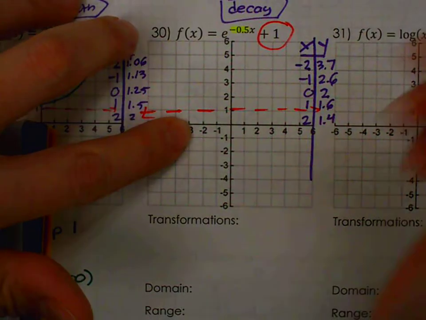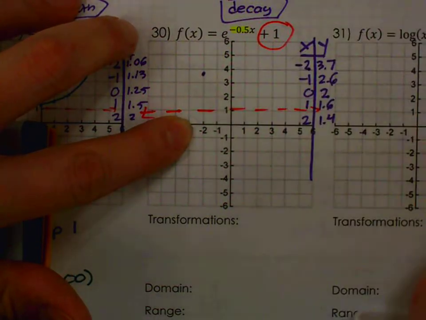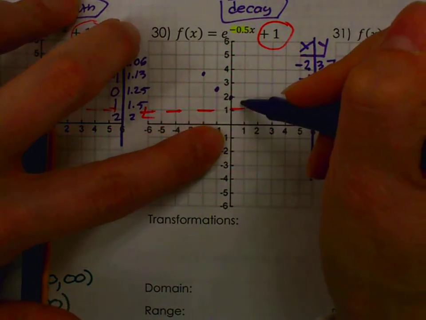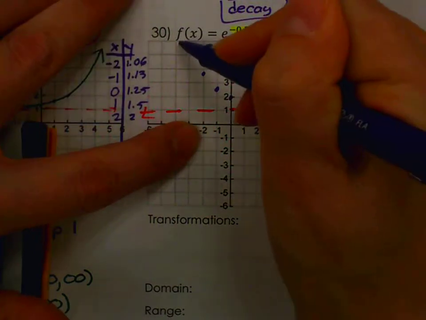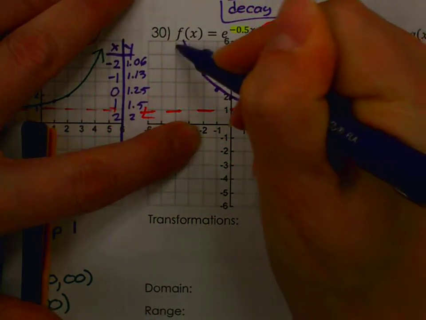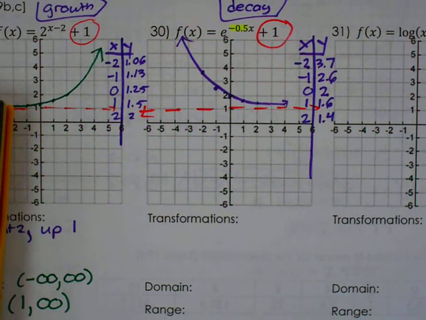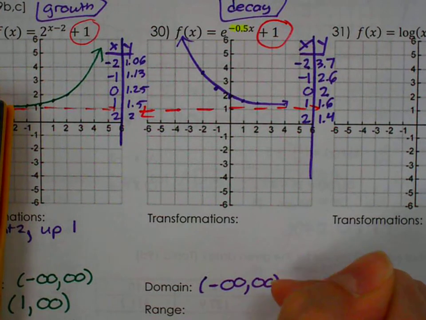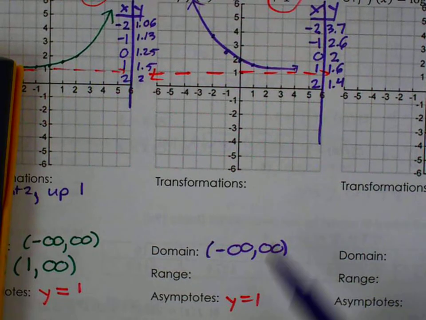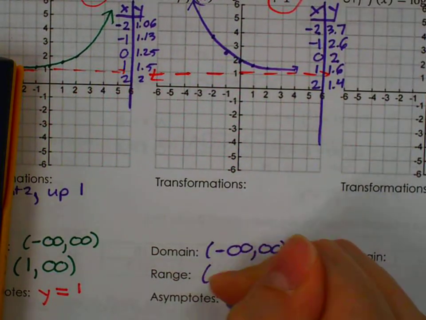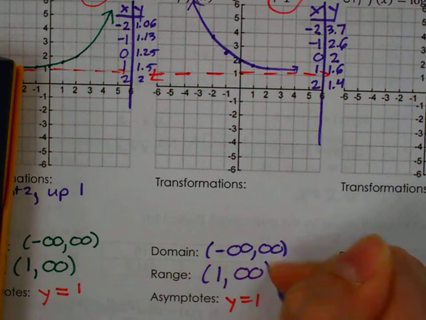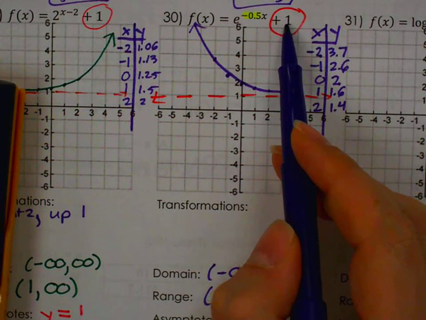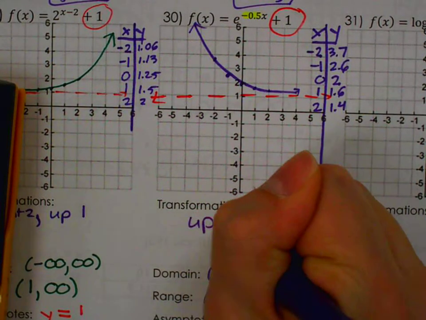So when I graph them, I've got negative 2, 3.7, negative 1, 2.6, 0, 2, 1, 1.6, and 2, 1.4. So there's our graph. Just like before, our domain, since it's exponential, is always negative infinity to positive infinity, but our range depends on our asymptote. Our asymptote's at 1, and all my values are above 1. So 1 with parentheses, because we're not including it, to infinity. And the only transformation I have going on here is this plus 1, so that means I'm going up 1.